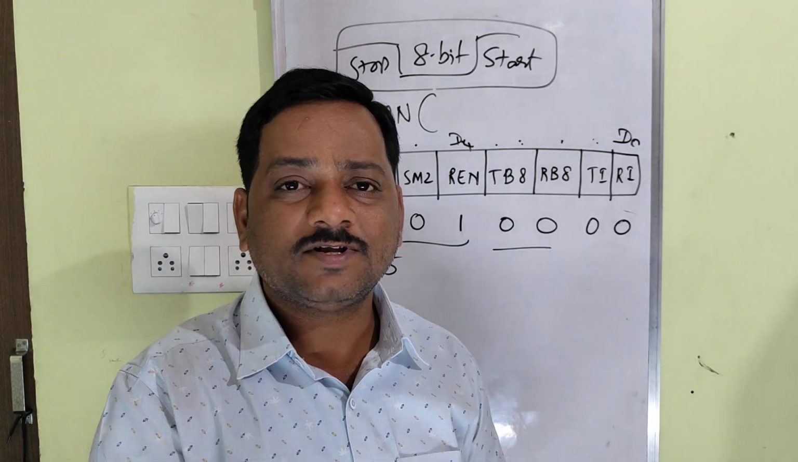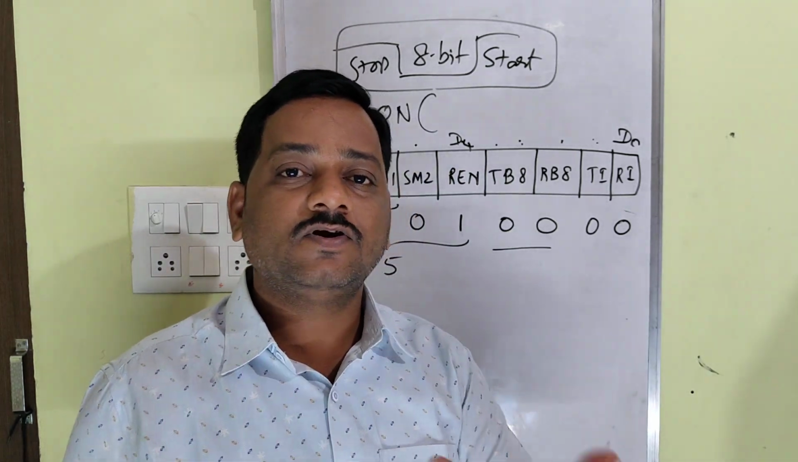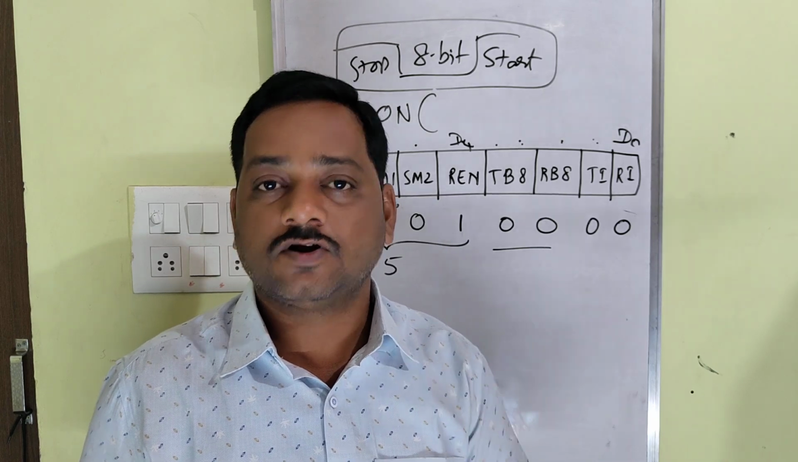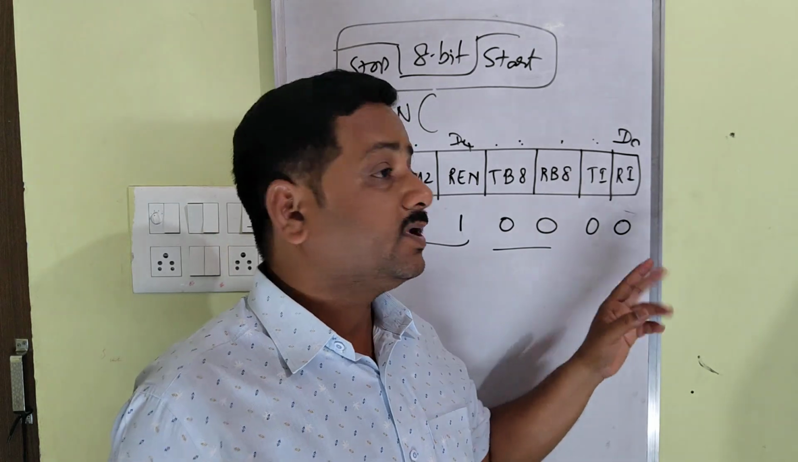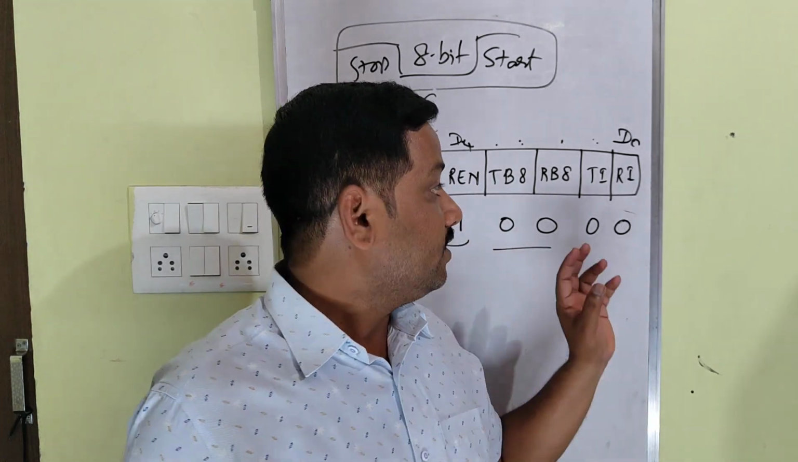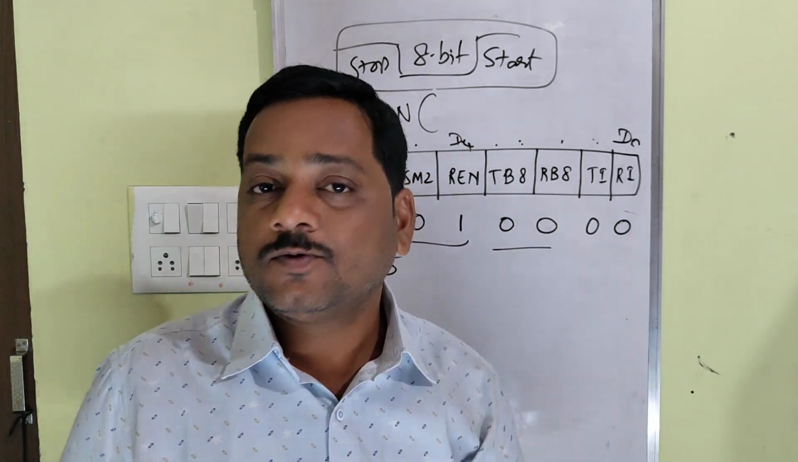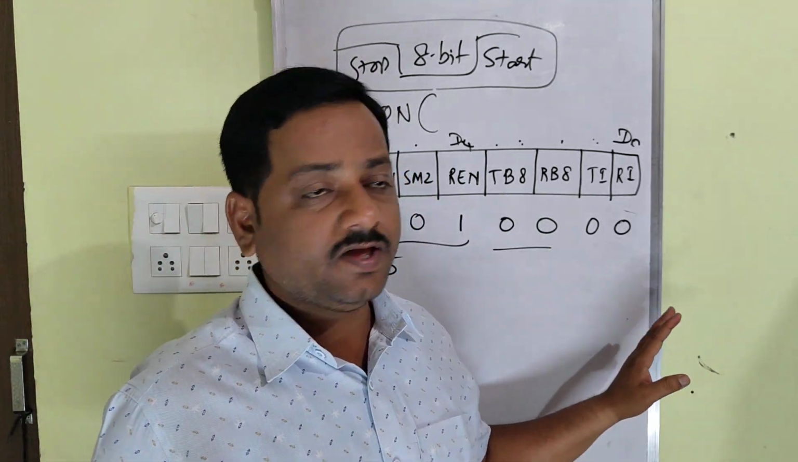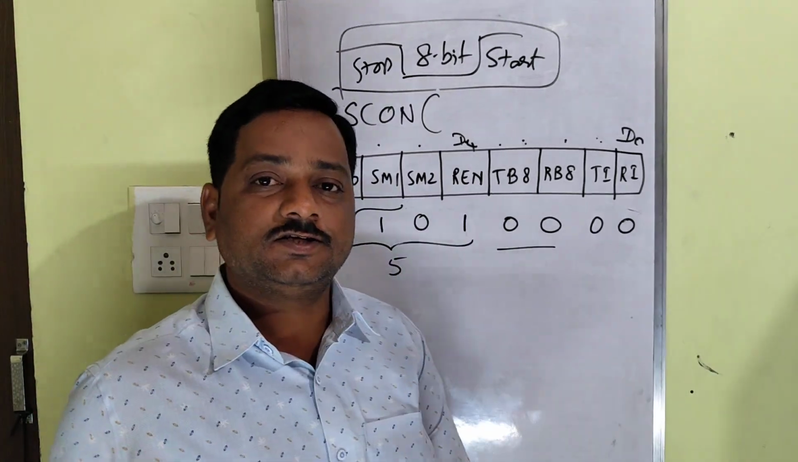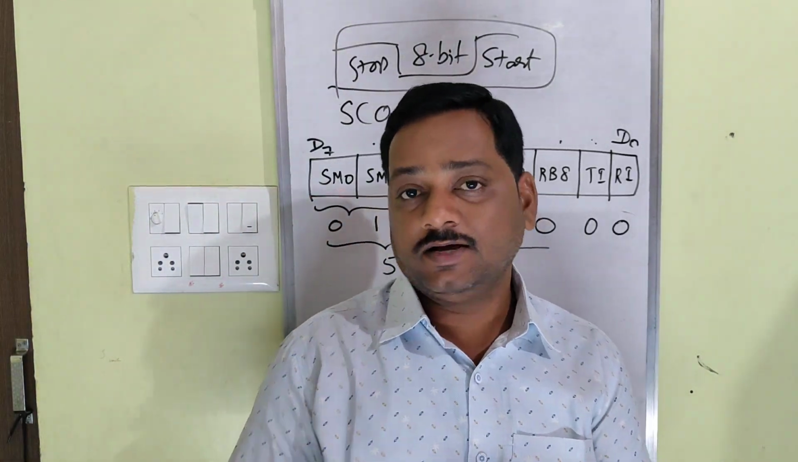If you don't clear it, what happens? That high will stay as it is. Then you will not get the information whether you have received or not. So you have to clear these two manually, but they become high automatically. We'll discuss more about this while writing a program. Up to this point, you understand these things. These are the important registers that need to be known for writing a program.